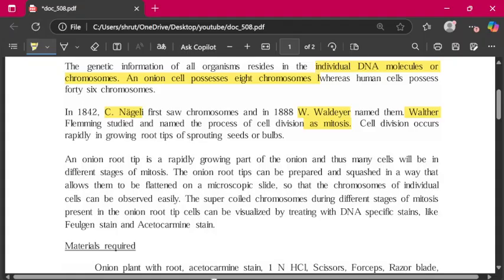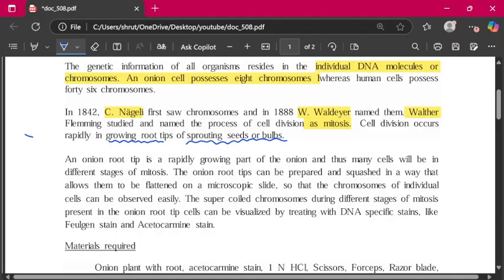Do you understand this sentence? That cell division occurs rapidly in the growing root tips and sprouting seeds or bulbs. Means we can see the cell division with the help of mitotic slides, mostly in the growing root tips of sprouting seeds or bulbs.